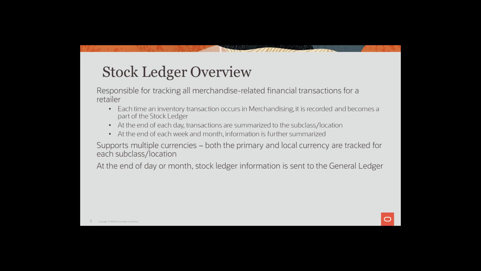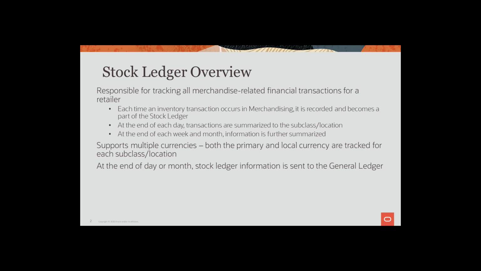At the end of each business day, the transactions for the day are summarized to the subclass location level into what is referred to as daily data. Additionally, at the end of the month and optional week, the information is further summarized to the month data and weekly data respectively. The merchandising stock ledger supports an organization operating with multiple currencies.